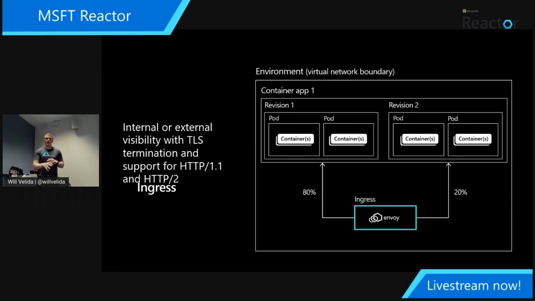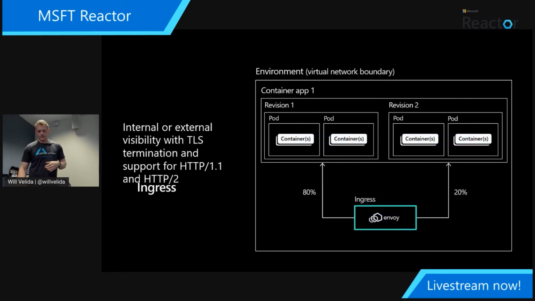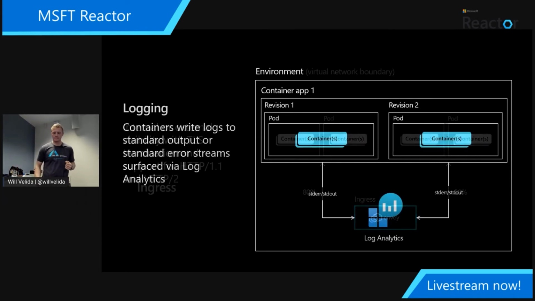Your container apps environment will have a single IP address for external visibility and an internal IP address for internal visibility. So all applications within your container app environment will share that single public IP address, and HTTP traffic is routed to those individual applications based on the fully qualified domain name.